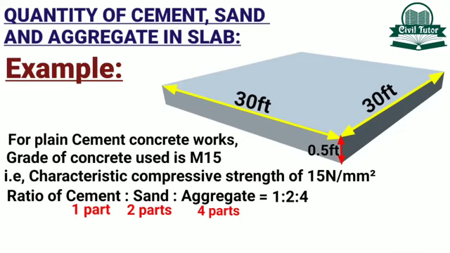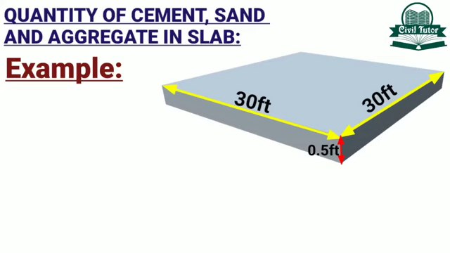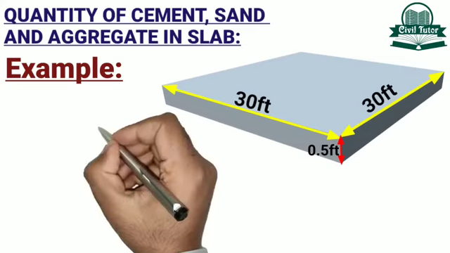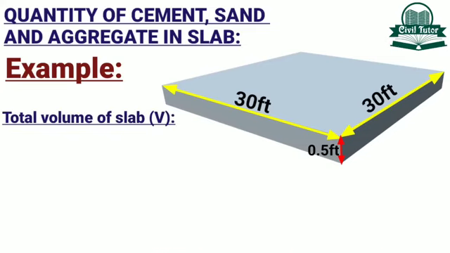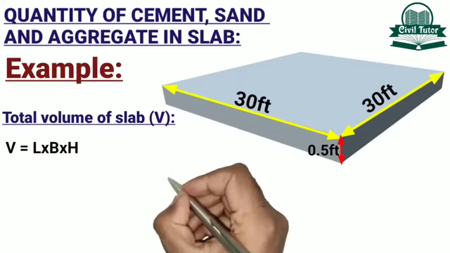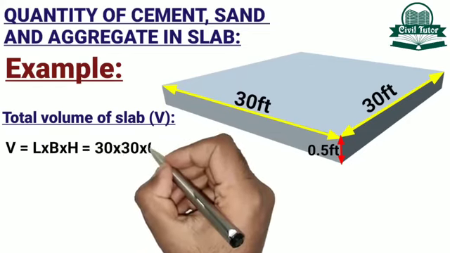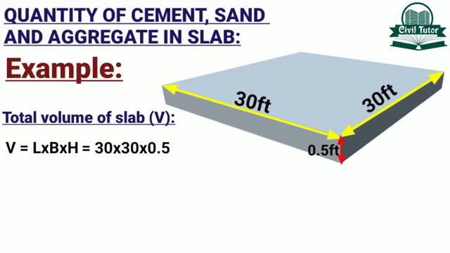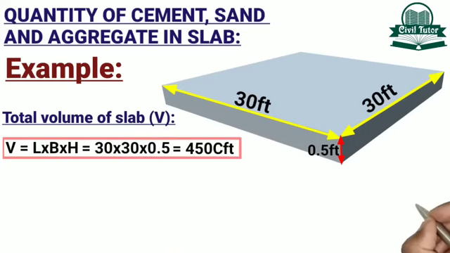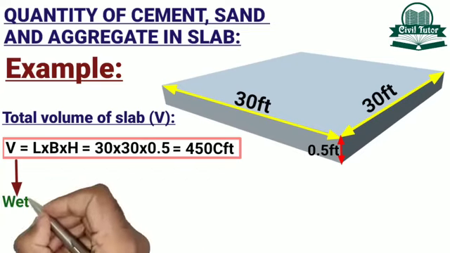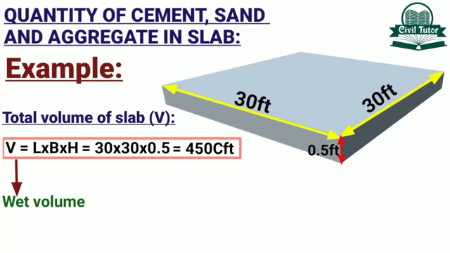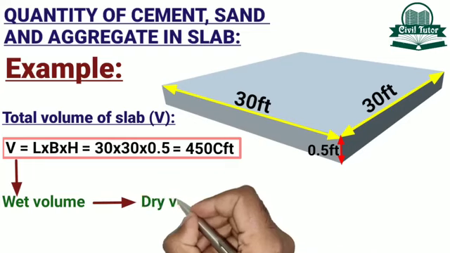In order to calculate the quantity of material used in the slab, we need to first calculate the total volume of the slab, which is given by: total volume of slab is equal to length of slab, which is 30 feet, into breadth of slab, which is also 30 feet, into thickness of slab, which is 0.5 feet. So finally we will get total volume equal to 450 cubic feet. It should be noted that this total volume is the wet volume of the slab. Now we need to convert this wet volume to dry volume.